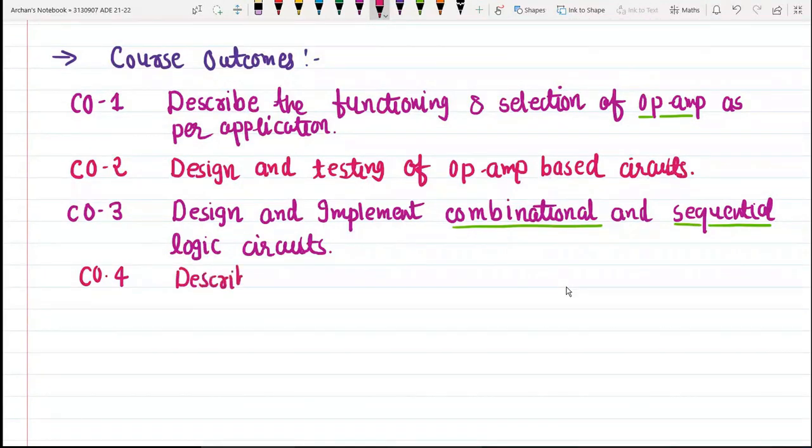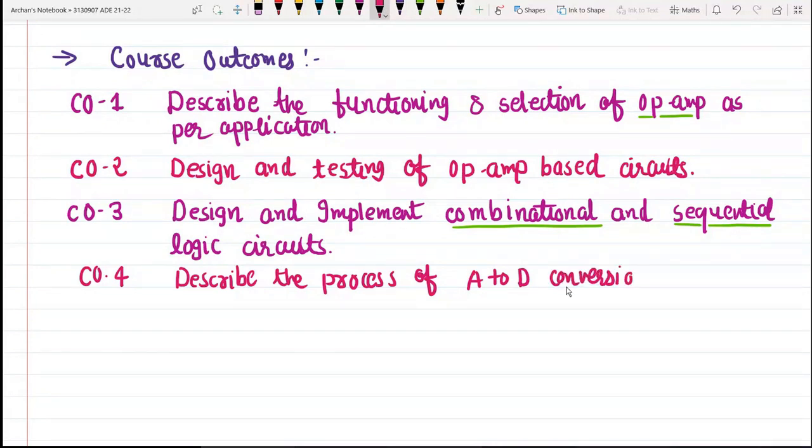Then there is the last course outcome, which is CO4: you will be able to describe the process of analog to digital conversion and digital to analog conversion, right? Once we move through the course, you will understand why we require this analog to digital conversion as well as digital to analog conversion. Okay, it is necessary.